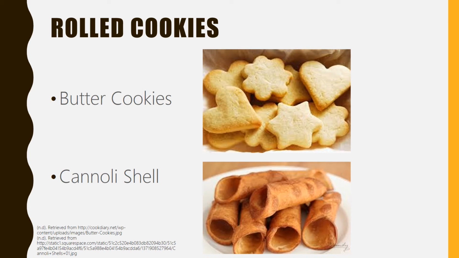Butter cookies. Butter cookies are thin, crisp cookies made with butter, flour, and sugar. Butter cookies come in various shapes: circles, ovals, and squares. Cannoli shell. Italians sometimes stuff these cookies with ricotta cheese-based sweet fillings.